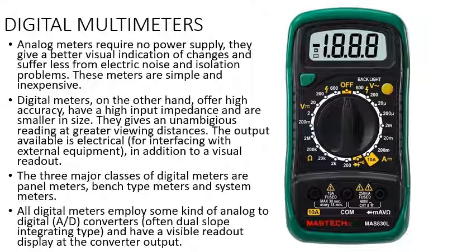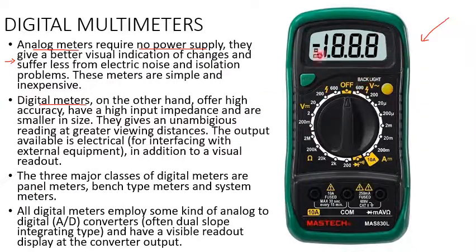The first point you see here discusses the difference between analog meters and digital meters. Analog meters do not require a power supply. That means if you connect an analog meter in the circuit, it will automatically take a reading, or indicate the value. Whereas digital meters require an internal power supply.